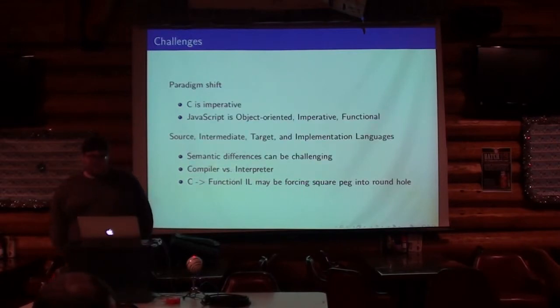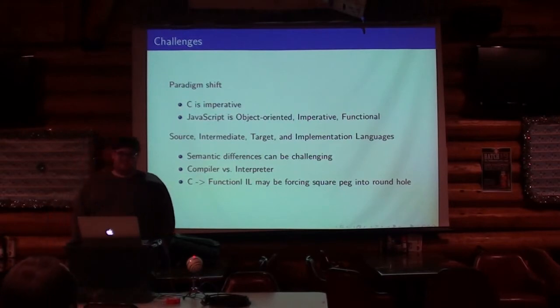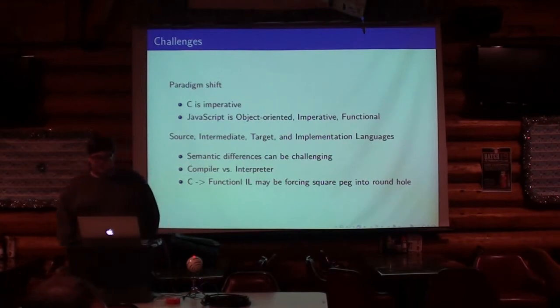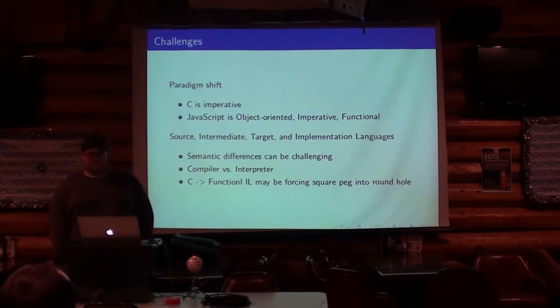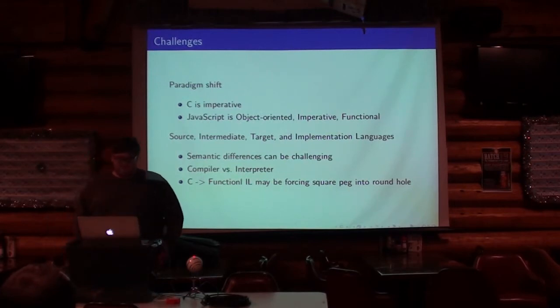So the challenges that I think I'm going to face, or have already faced with writing this, are this huge paradigm shift from C, a very imperative language, to JavaScript, which is sort of object-oriented, sort of imperative, sort of functional, or at least has first-class functions. And this issue of a source language, an intermediate, a target, and an implementation language. I think the semantic differences are probably going to be a challenge, like mapping the C semantics onto something a lot more functional, and still this compiler versus interpreter issue, which will come at some point. And C to a functional IL, maybe IL for intermediate language, maybe forcing a square peg into a round hole, but we'll see.